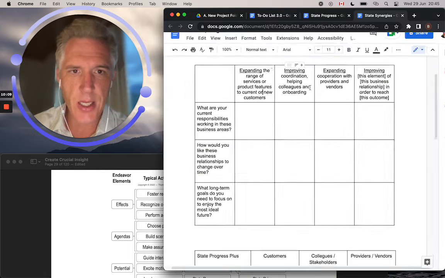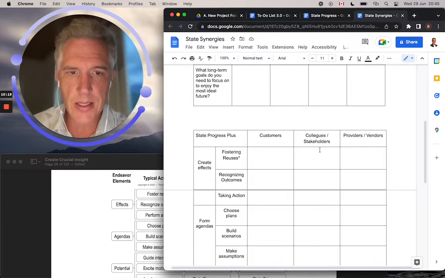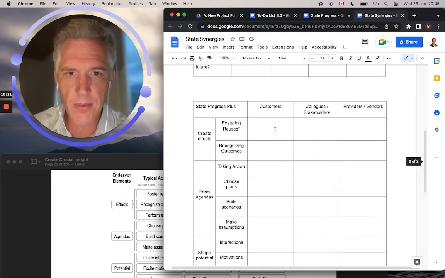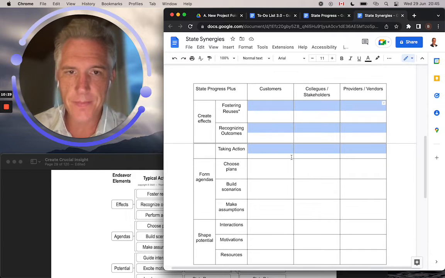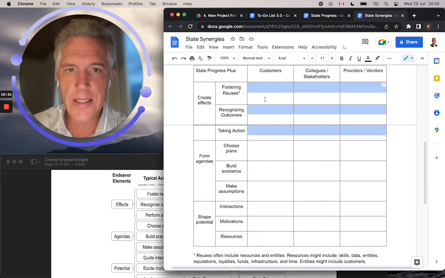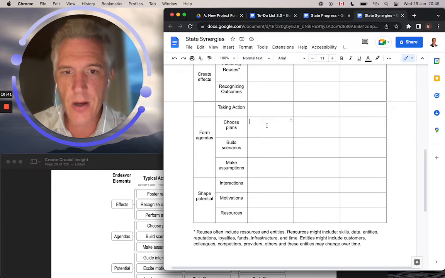Now, what I've noticed as I've worked with students is that when they're talking about this state synergies checklist, they're generally going to see, I even put it on the same piece of paper, because there's generally people, they can immediately talk about the reuses, the outcomes, and what kind of actions can be taken. Now, once you've identified the long-term goals and the goals in general and the reuses and some of the general actions that need to be taken, then we pass it on to the next level. So forming agendas and shaping potential.